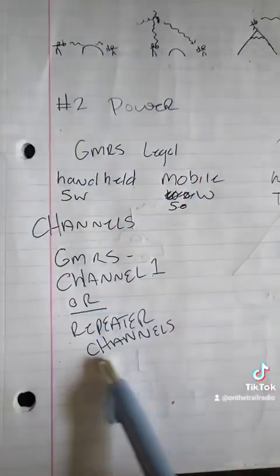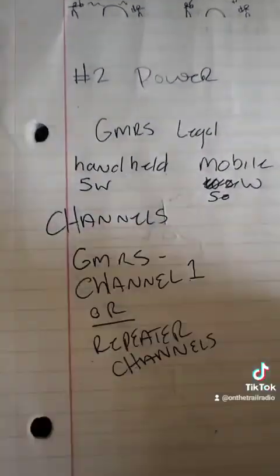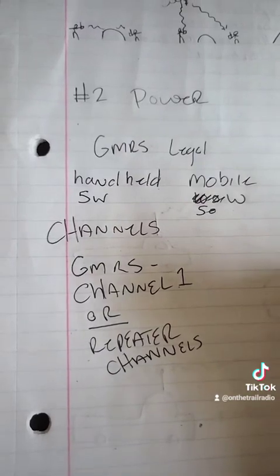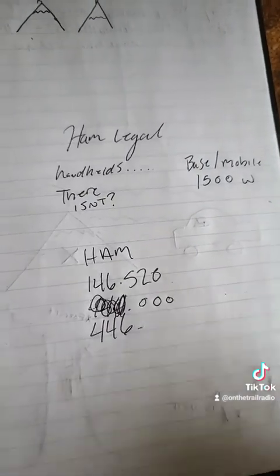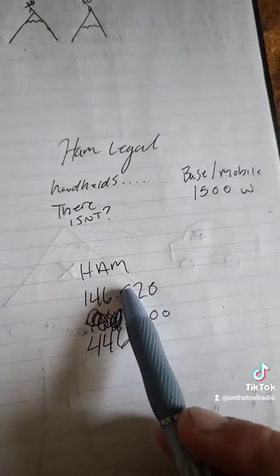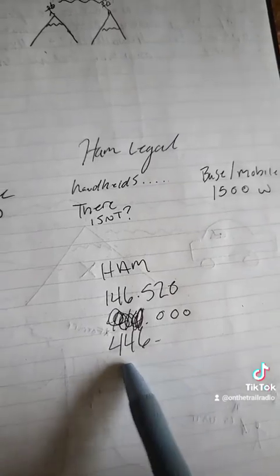Just to go back to the original point, if you are on GMRS, then you're going to want to go to GMRS channel 1 or the repeater channels. Or if you're on amateur radio, then you're going to want to go to 146.52 or 446.000.